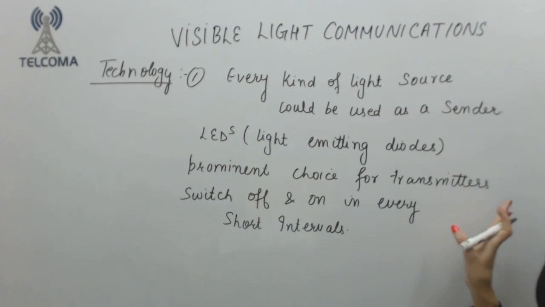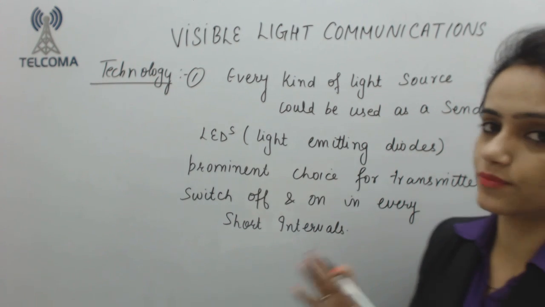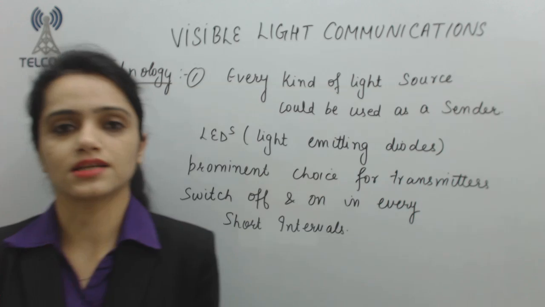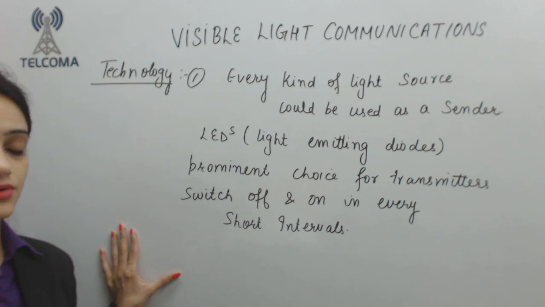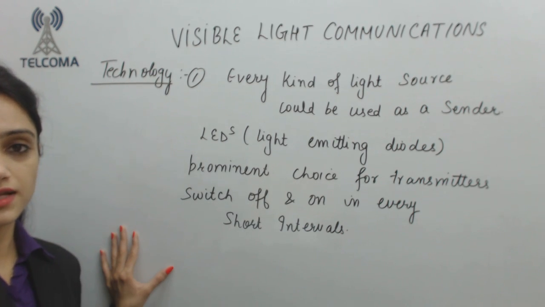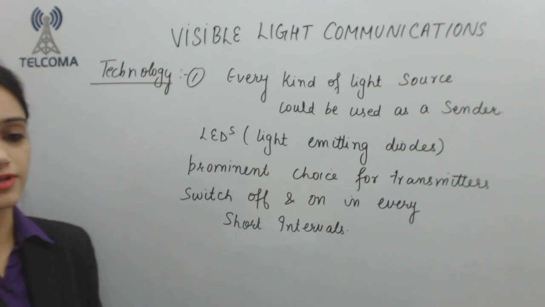Now these are about the transmitters or the senders, that we can use every kind of light source as a transmitter or a sender, but the prominent choice is light emitting diodes, which have a switching functionality, that means off and on for every short interval.